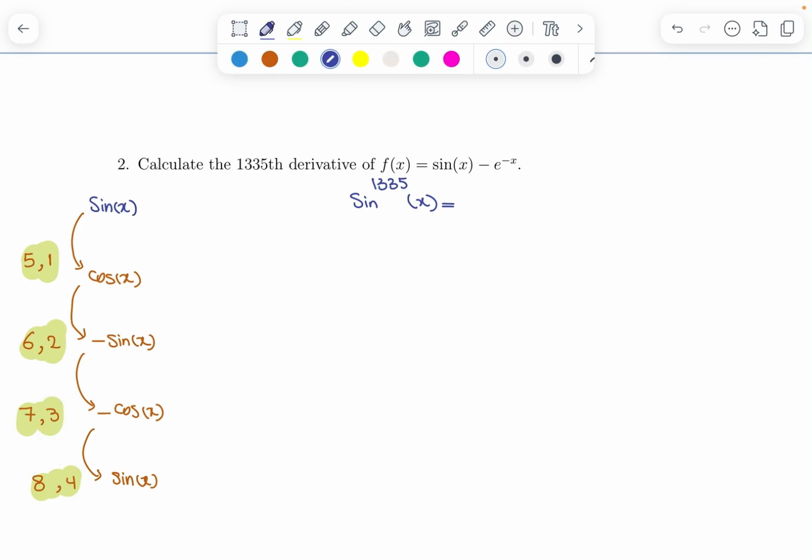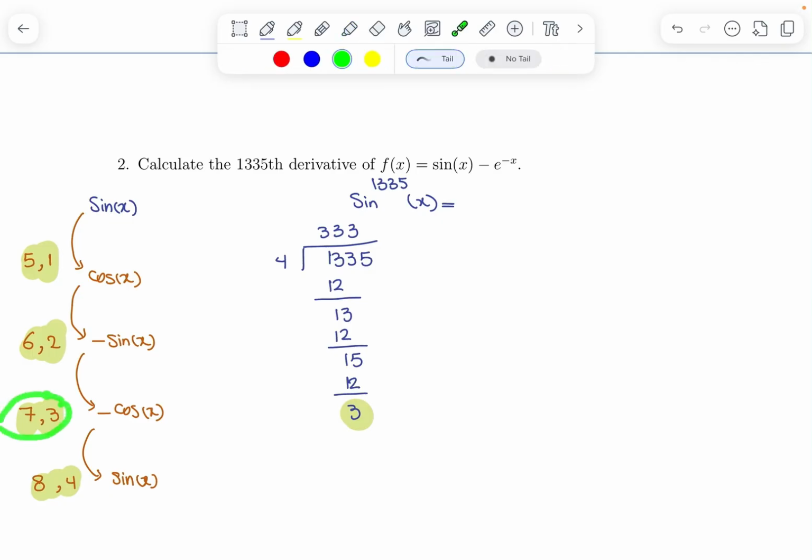Therefore, to find the 1335th derivative of sine, you need to divide 1335 by 4 and find the remainder. If you divide by 4, remainder would be 3. Remainder is 3, means 1335 would be a number in this row here. Therefore, the 1335th derivative of sine would be negative cosine of x. Now, let's look at the second part.